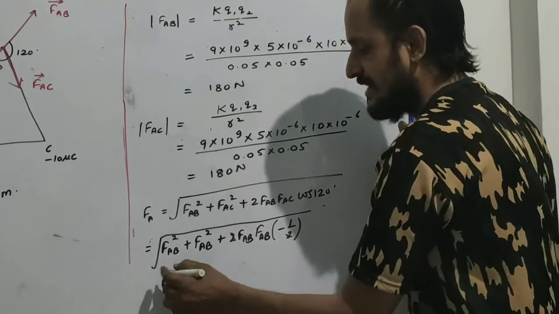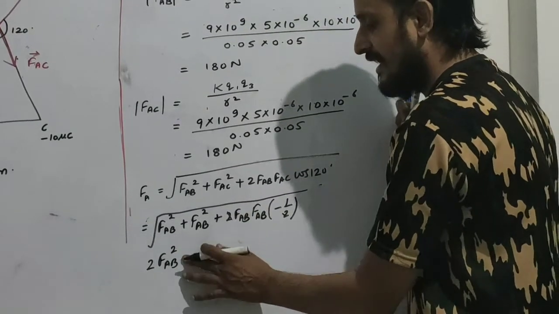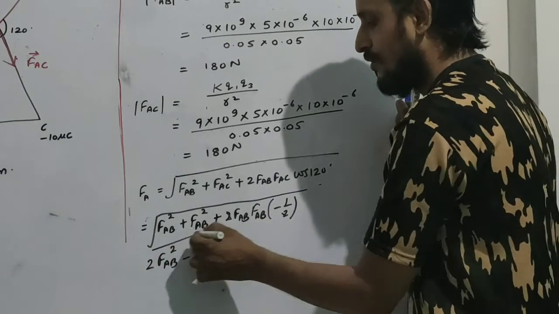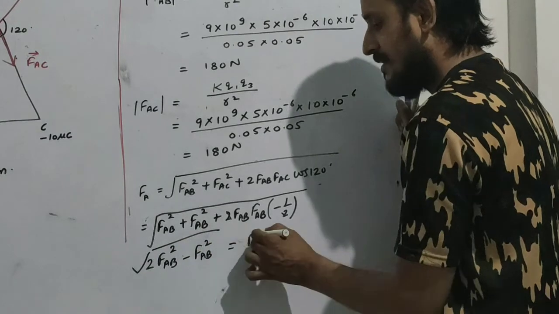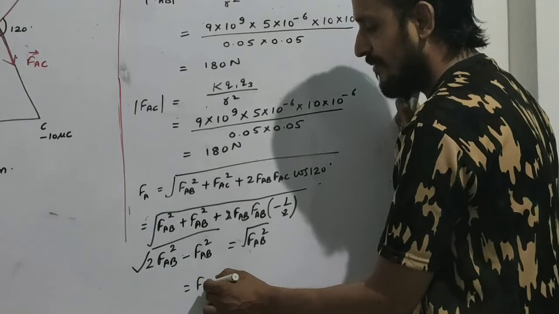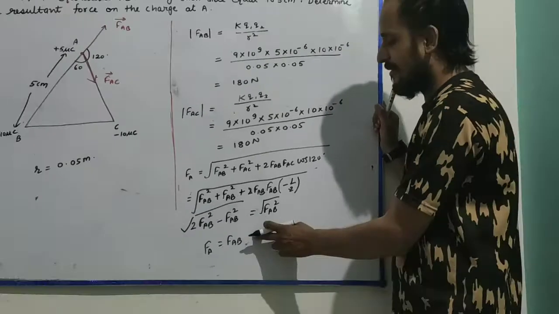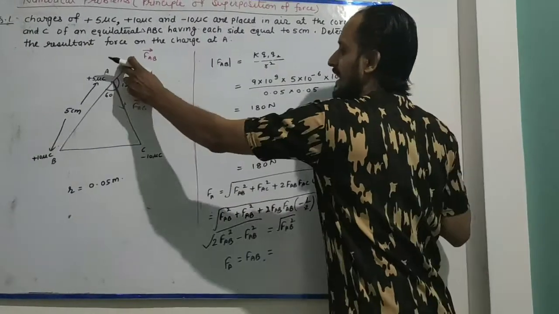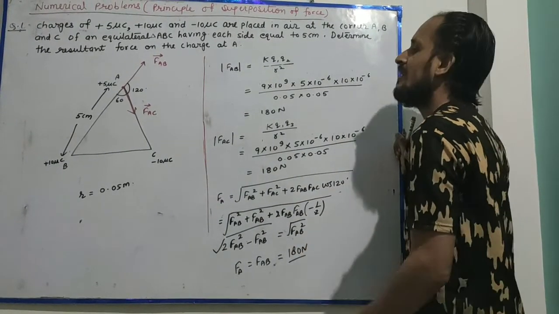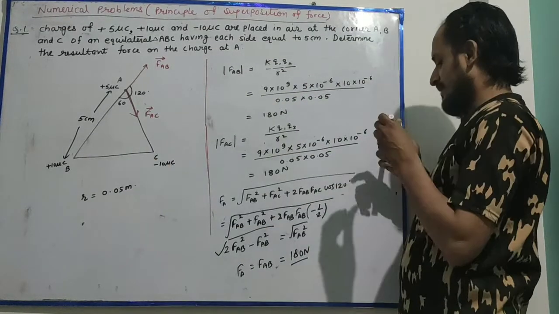FAB square plus FAB square is 2 FAB square, plus this minus sign will carry here, minus FAB square, under the root. So it comes FAB square under the root, and finally it comes FAB. FA, the total force on A, is equal to FAB, and we know the force exerted between A and B is equal to 180 Newton. So this is the final answer. Net force on A due to charges B and C is 180 Newton.